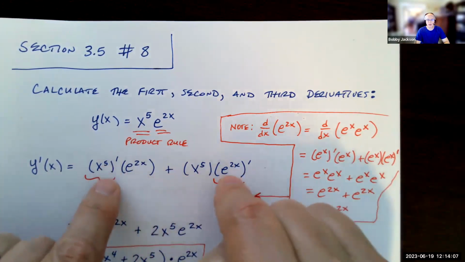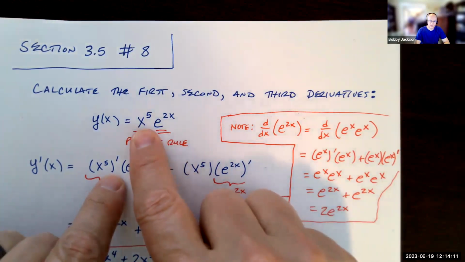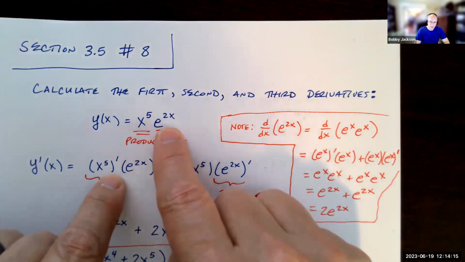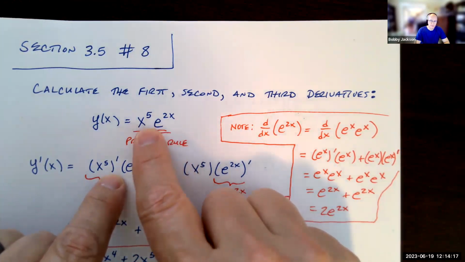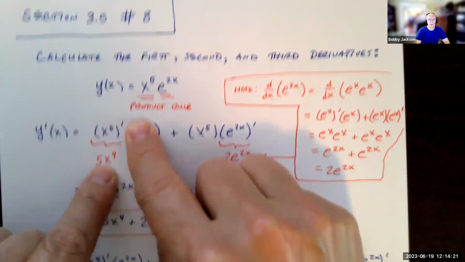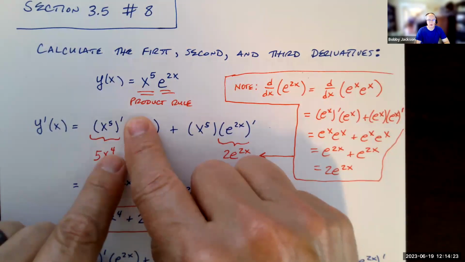That's what little prime marks mean. Okay, so that's the product rule. Basically, take the derivative of one function times the other plus the derivative of the other function times the first. Okay, x to the fifth, that's easy. That's just a power rule. Bring the 5 down, subtract 1 from the exponent, I get 5x to the fourth.